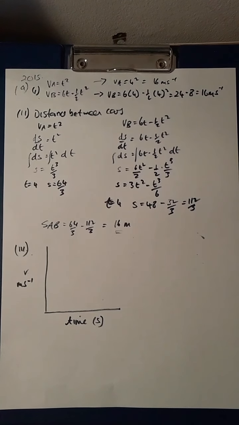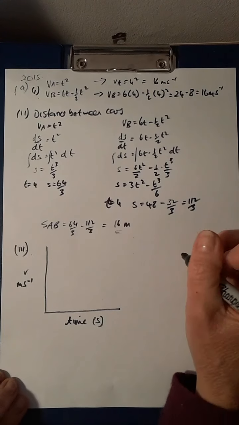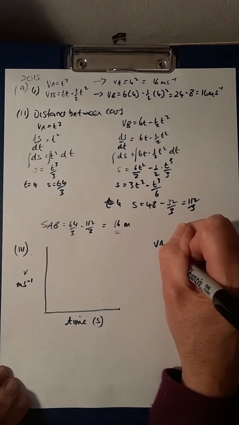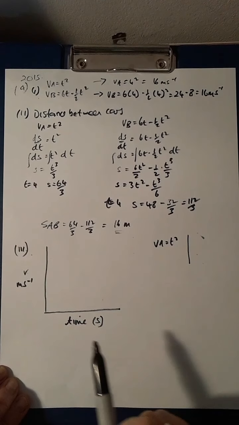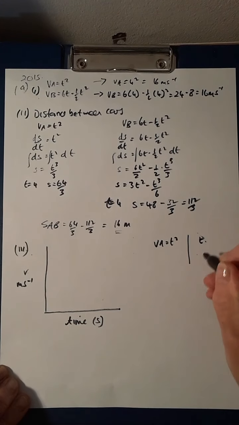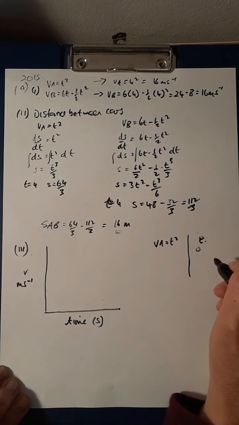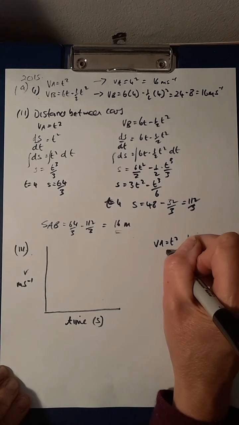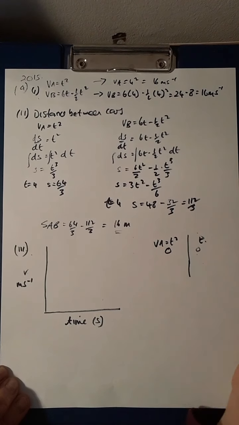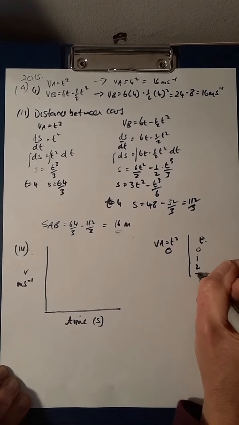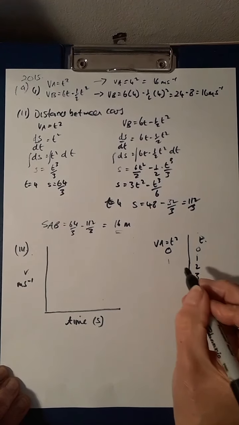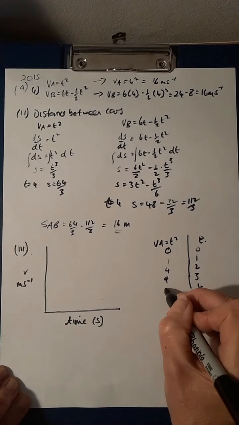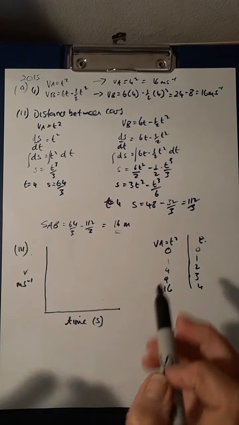In order to plot a graph, I need some points. So I'll first of all do VA, which is t squared. I'm going to find 4 points, velocity and time for VA over the first 4 seconds. These two cars start from rest, so this is at 0. So I'm going to do 4 seconds: 1, 2, 3, 4. Fill in the corresponding velocity. So this will be 1 squared, 2 squared, 3 squared, and 4 squared. And I'll plot those points.